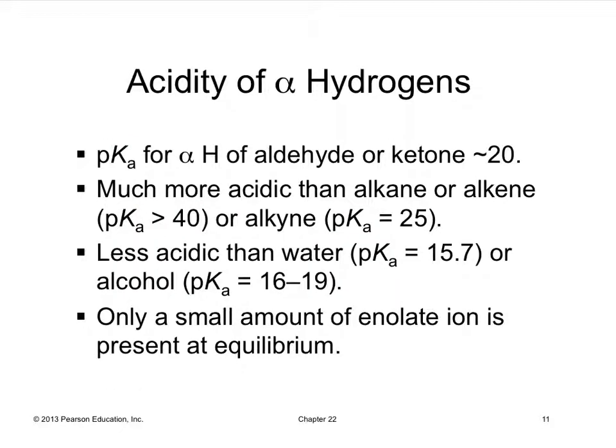Alpha hydrogens: the pKa for an alpha hydrogen of an aldehyde or ketone is about 20. Much more acidic than alkanes or alkenes, where the pKa is greater than 40, or alkynes, which is actually a pKa of 25. Less acidic than water, which has a pKa of 16, or alcohol, pKa of 16 through 19. And only a small amount of enolate ion is present at equilibrium.